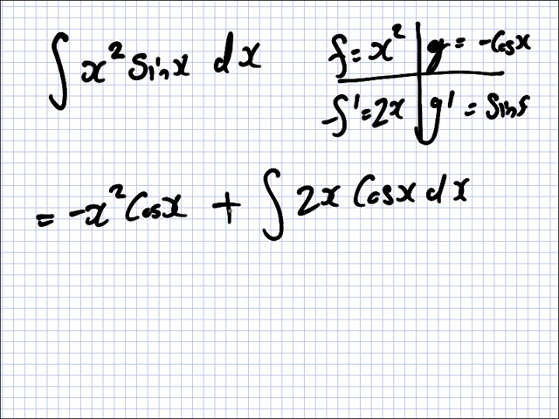Why is it minus x squared? Sorry, did I write minus x squared? Yeah, because it's fg, and g is minus cos x. Is that okay?